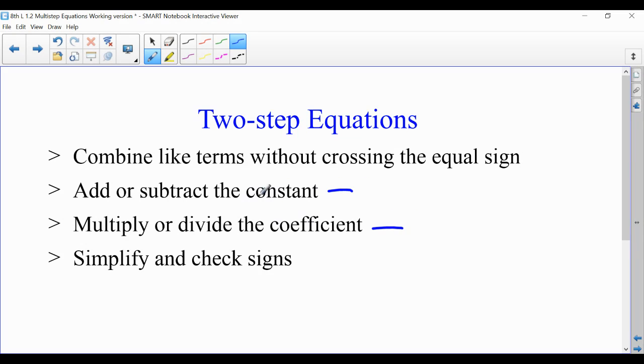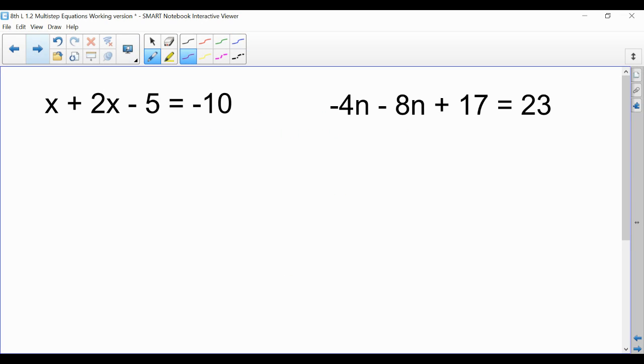That's when you cross the equal sign by doing inverse operations, starting with either adding or subtracting the constant, and then you multiply or divide by the coefficient, and then finally you're going to simplify and check signs. So let's see what that looks like. Our first problem says x plus 2x minus 5 equals negative 10. If I look at my problem, I have x's here, and then I have a number here.